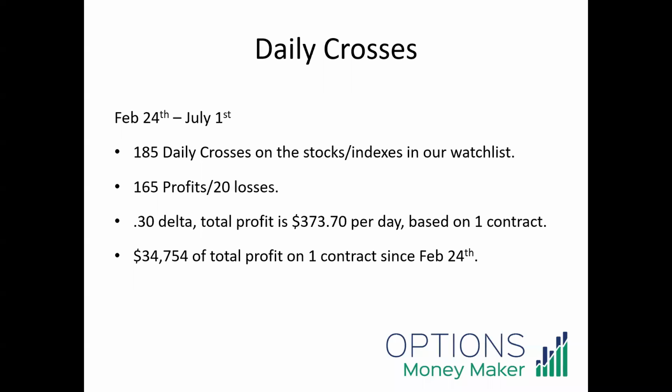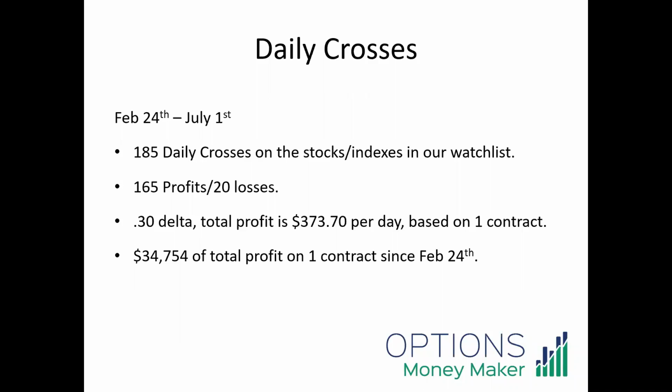And based on that 80% win rate, because it's been a little bit more volatile right now, we've been doing better than an 80% win rate. We've had 165 profits and 20 losses, and based on a 30 delta, we're averaging about $373 a profit per day just on one contract. And that's just taking every single Cycle Finder Plus daily cross.